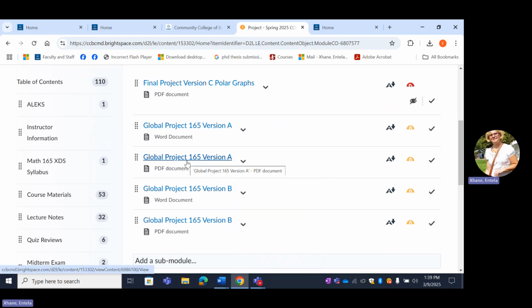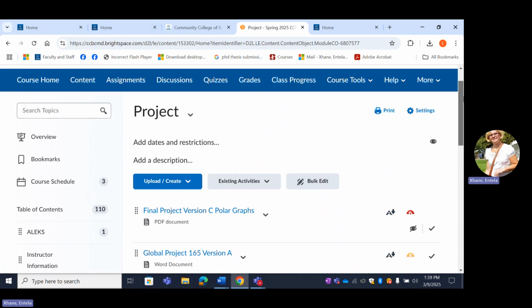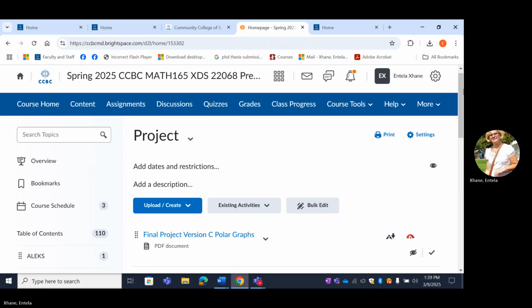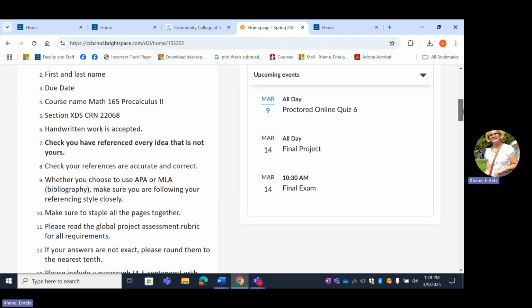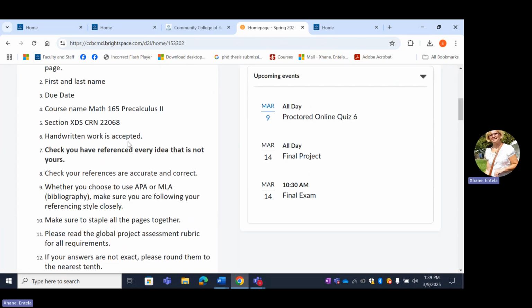If you are planning to do handwritten work, this is what the directions are saying. If I go to the announcement, one of the directions is saying handwritten work is accepted. So that means you can use handwritten work. Make sure to use a pencil that is dark enough for me to see it.